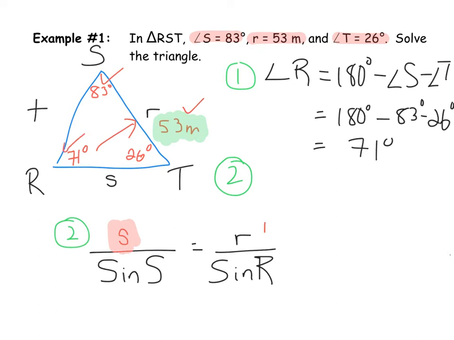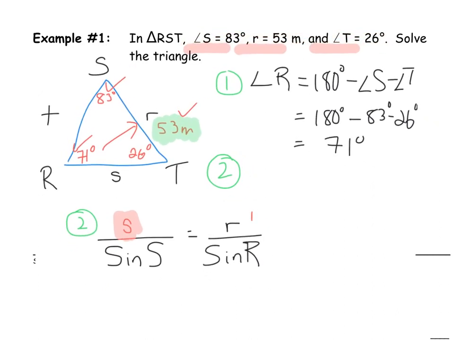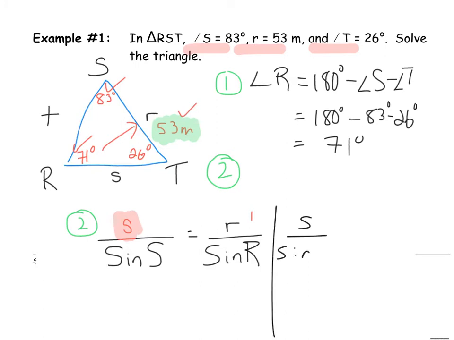So now all that I have to do is go ahead and substitute all of my information in. So what I'm going to do is just make this a little bit smaller and go ahead and solve for it. So s over the sine of angle S, and angle S was 83 degrees, is equal to R, which was 53 meters, over the sine of the angle opposite it, which was 71 degrees.